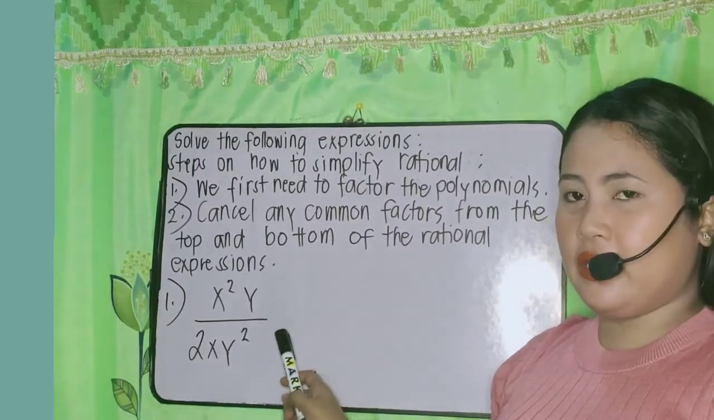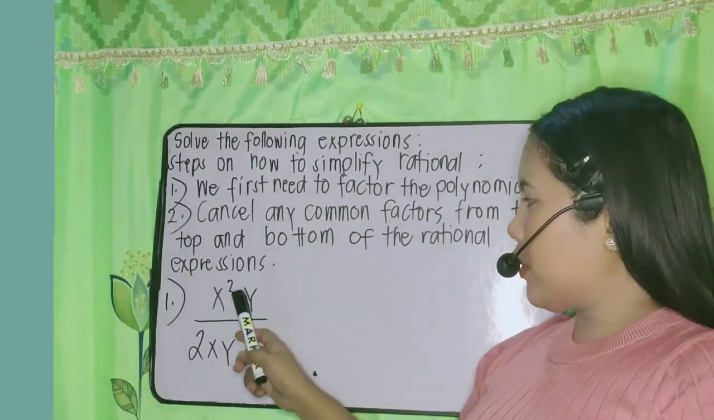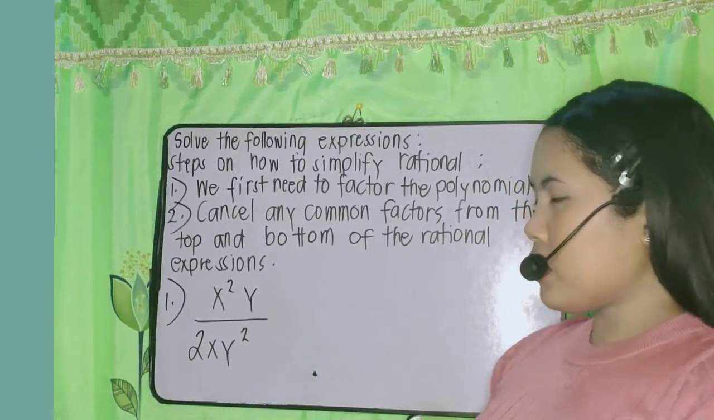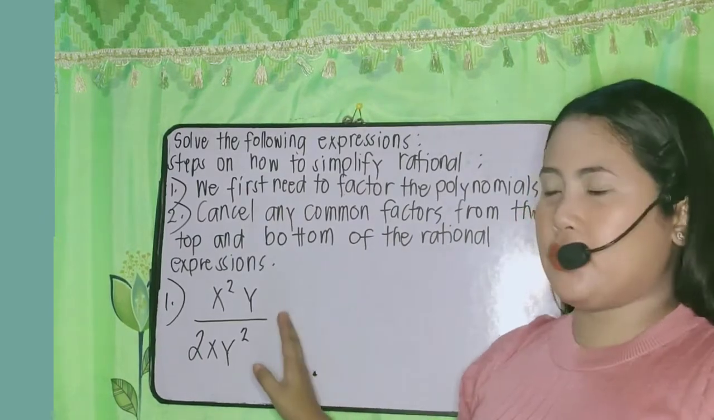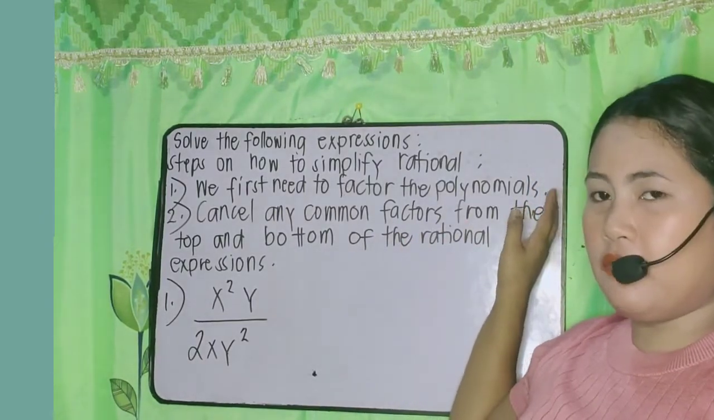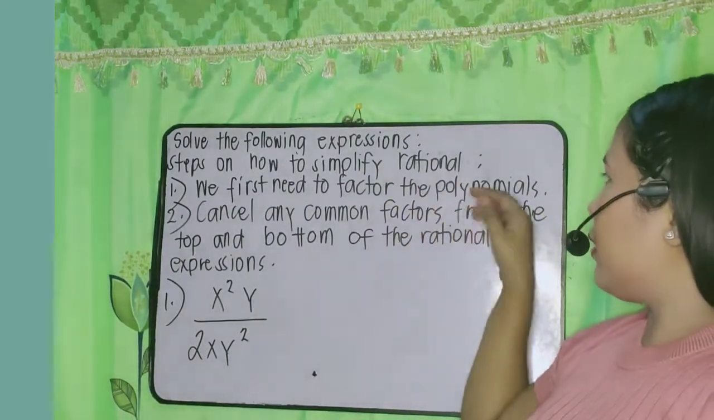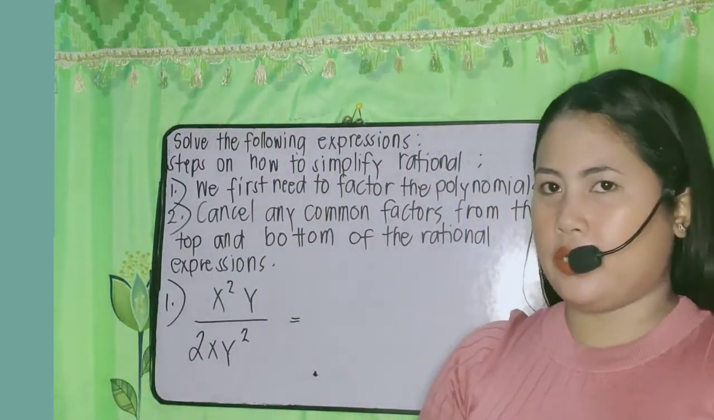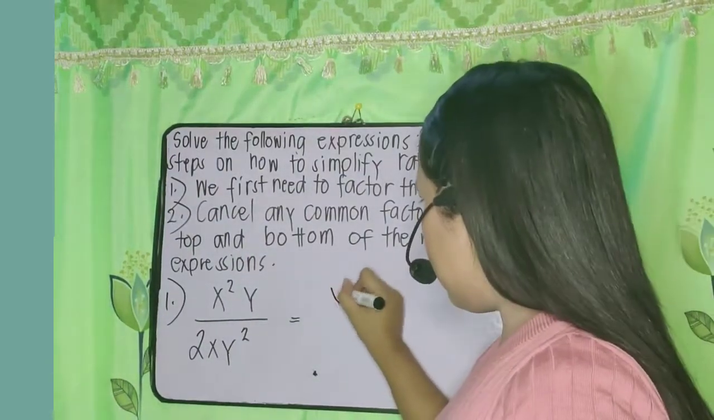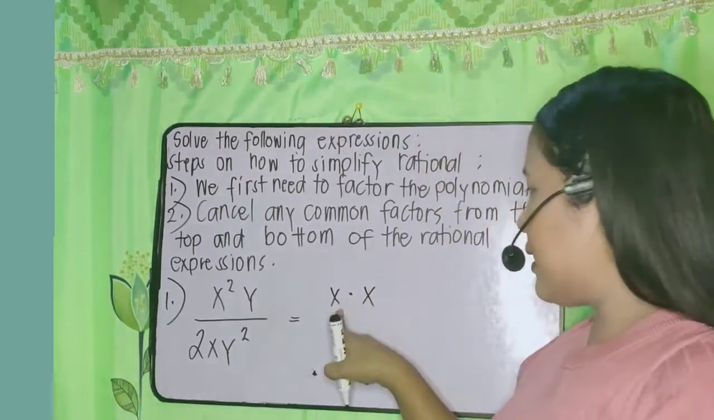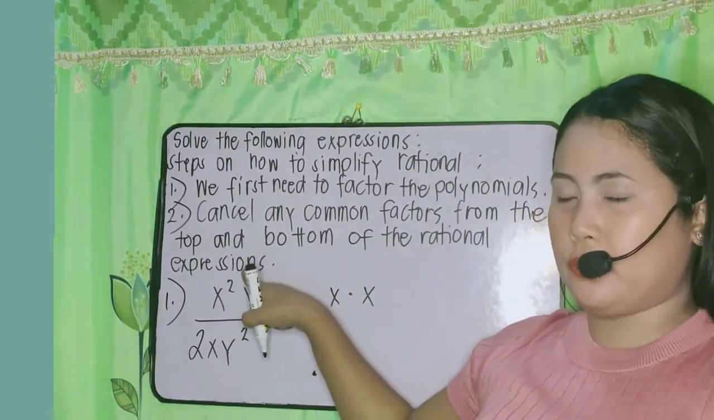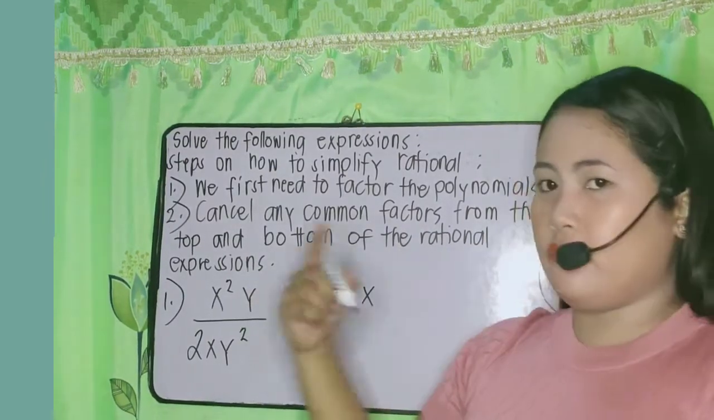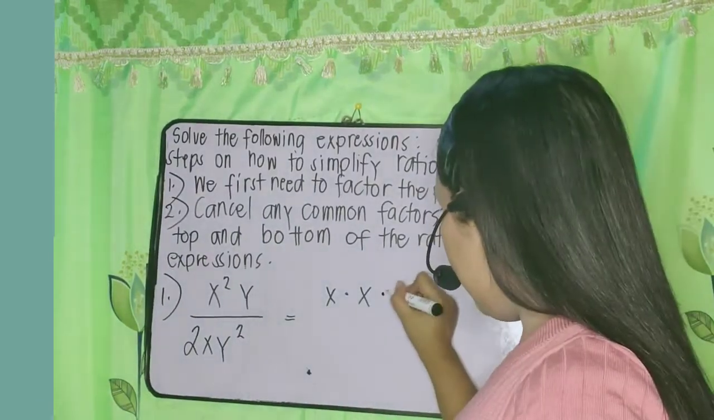Simplify the given rational expression. Number 1: x squared times y over 2xy squared. To simplify, first we follow the first step, which is to factor the polynomial. Since we have x squared, we factor x squared. The factor of x squared is x times x, because x times x is x squared. That is how we factor x squared. Since the exponent of y is only 1, there is no need to factor out the y, so just copy it.